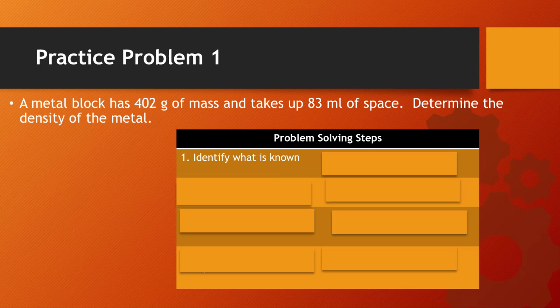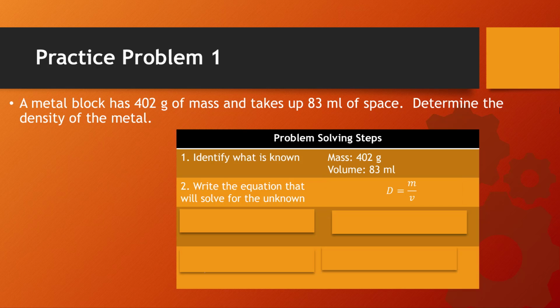So first off, we're always going to identify what is known. There are 2 things given or known in this problem. We know the mass of the metal block, 402 grams, and we know the volume, the amount of space it takes up, is 83 milliliters. Secondly, we're going to write down the equation that we can use to solve for the unknown. The unknown is density. We're asked to solve for the density of this metal. And we know that we can solve for density by taking the mass divided by the volume.